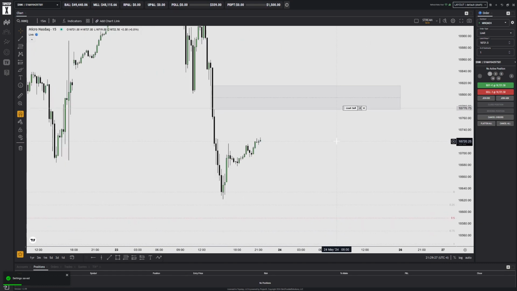Right, and that's it for this video. Stop loss will be right up here, right? No invalidation, and yep. So what I'm expecting would be something like this. This is what I'm expecting, right?